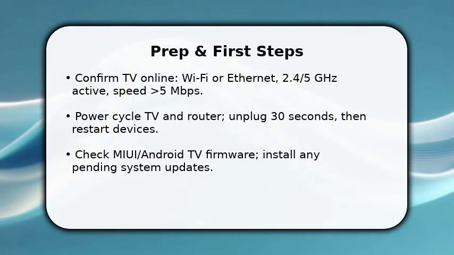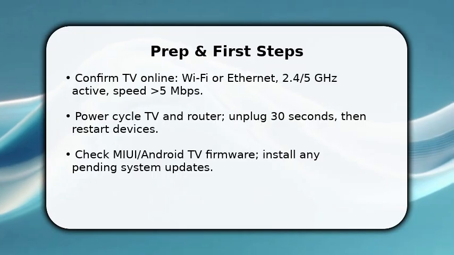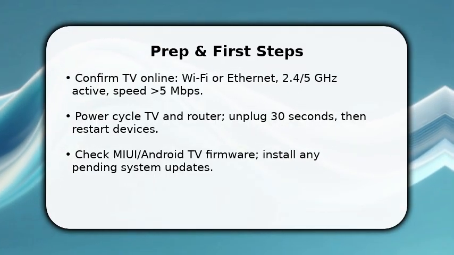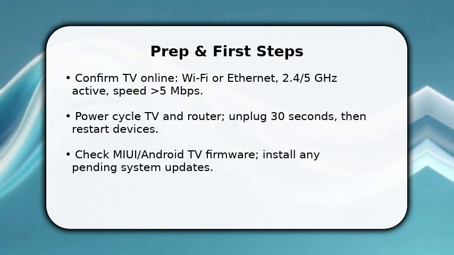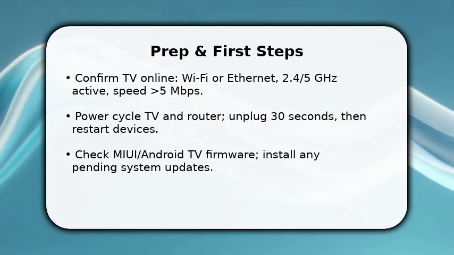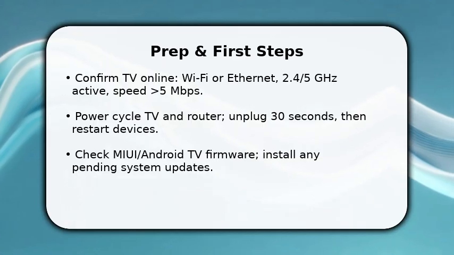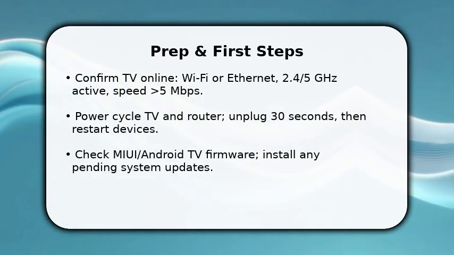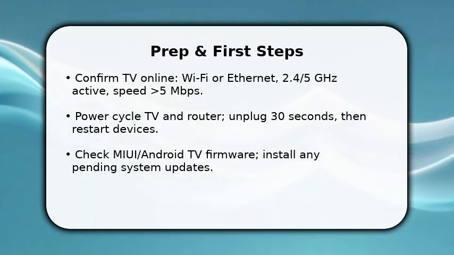You start by confirming network and system basics, because most playback errors come from connectivity or old firmware. First, make sure the My TV is on the same working network and your ISP speed is sufficient. Once wired or Wi-Fi is checked, fully power cycle the TV and router. Unplug for 30 seconds, plug back in, then boot.